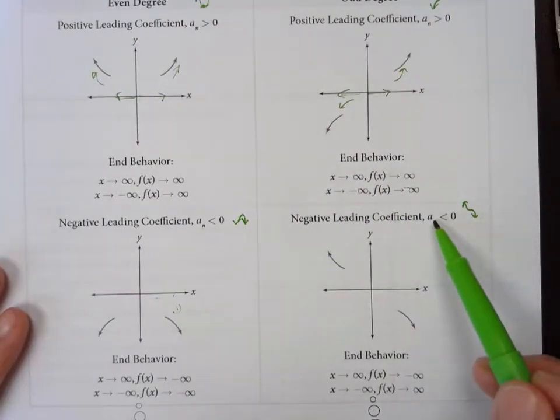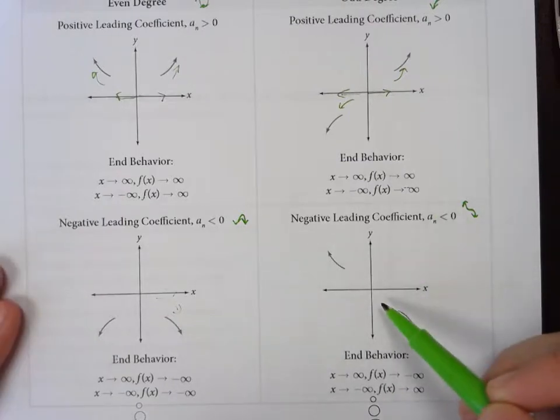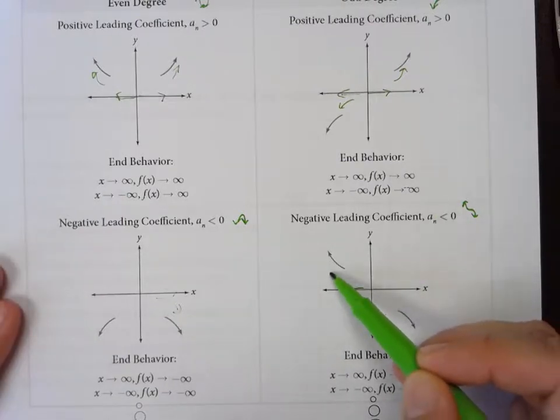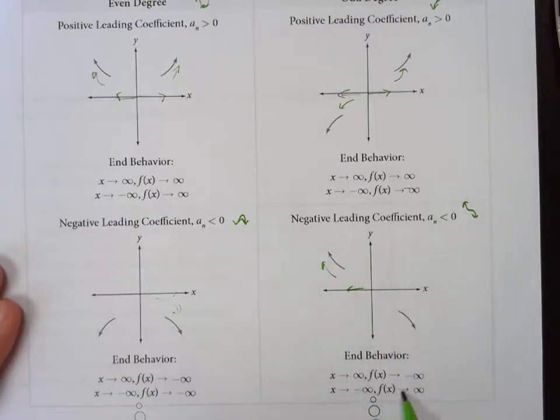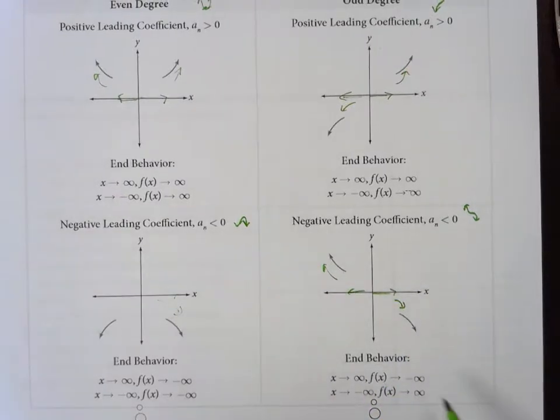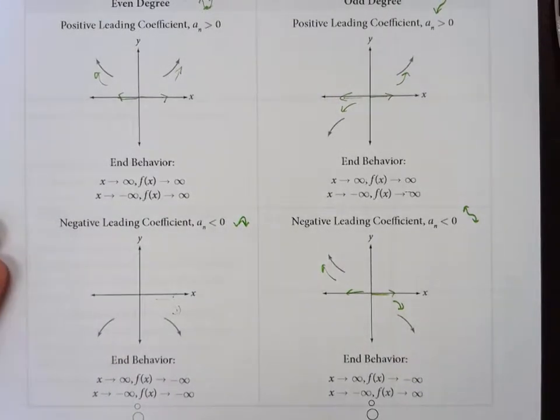And if the leading coefficient is negative, as x gets smaller, y gets bigger. So that's what this one means. As x gets smaller, y gets bigger. And as x gets bigger, y gets smaller. That's what all this means in this box up here. So hopefully you can remember those from the previous sections.